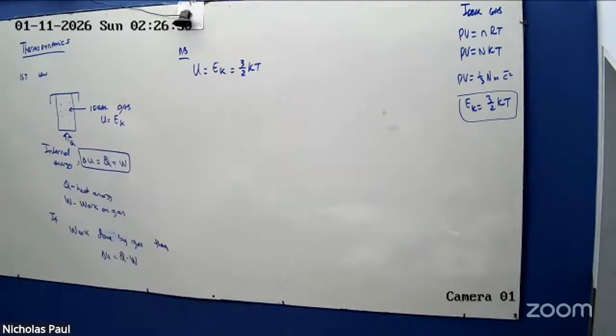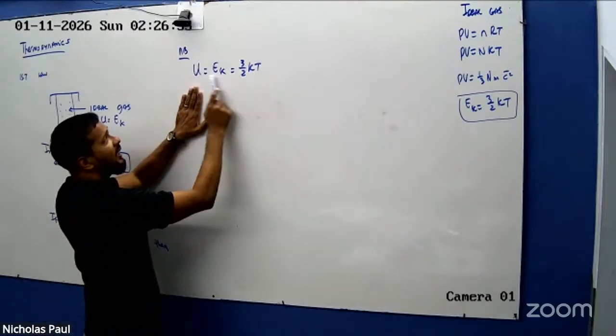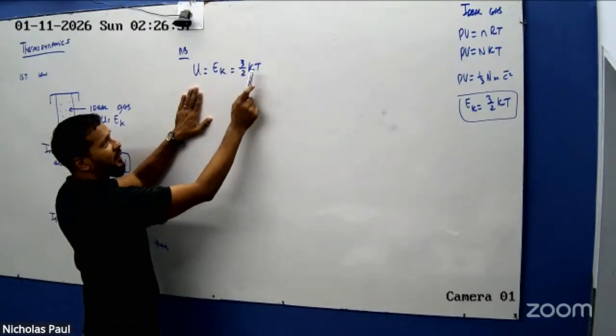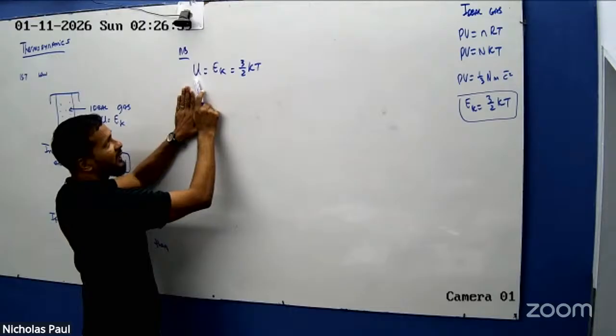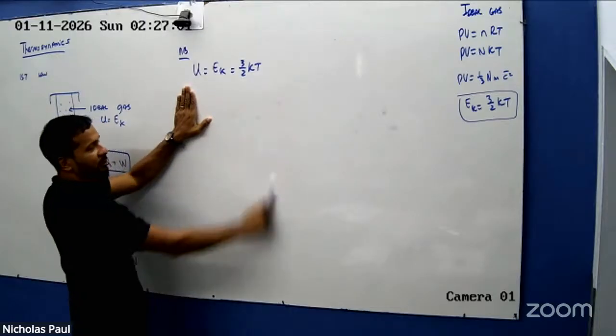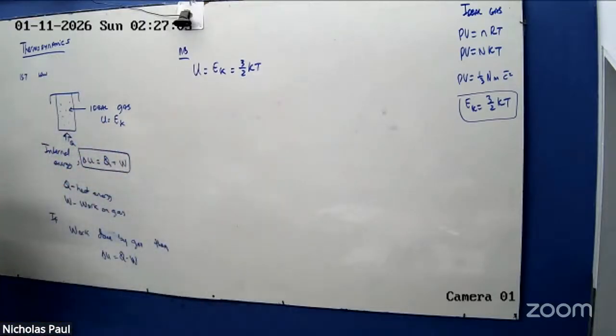So let's make sure you remember that. The reason we have this is because kinetic energy is dependent on temperature, so it means that U will be dependent on this as well. K is what again?